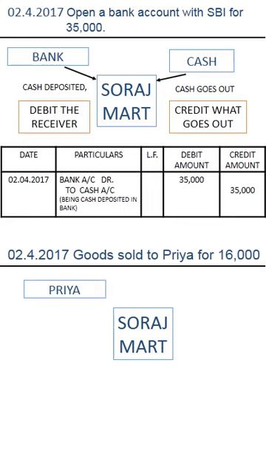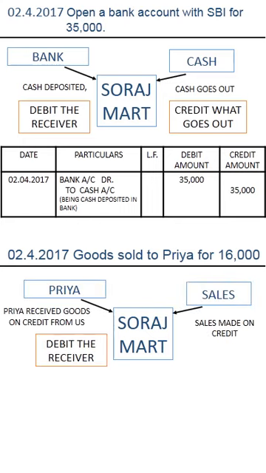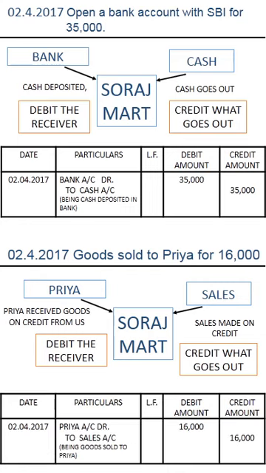Goods sold to Priya for 16,000. Now it's a very simple entry. Priya is on the debit side. Why? Because she received goods from us, so debit the receiver, and we made it through sales. So Priya account debit to sales account by rupees 16,000. Let's move on to the next.